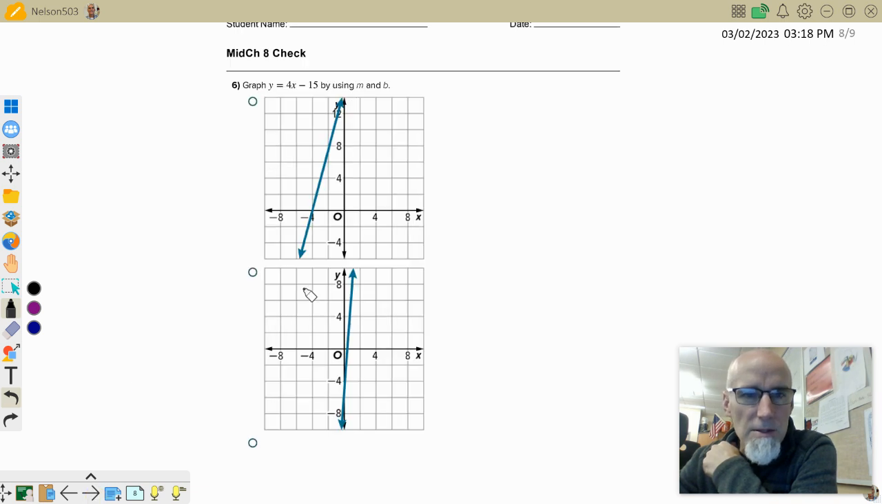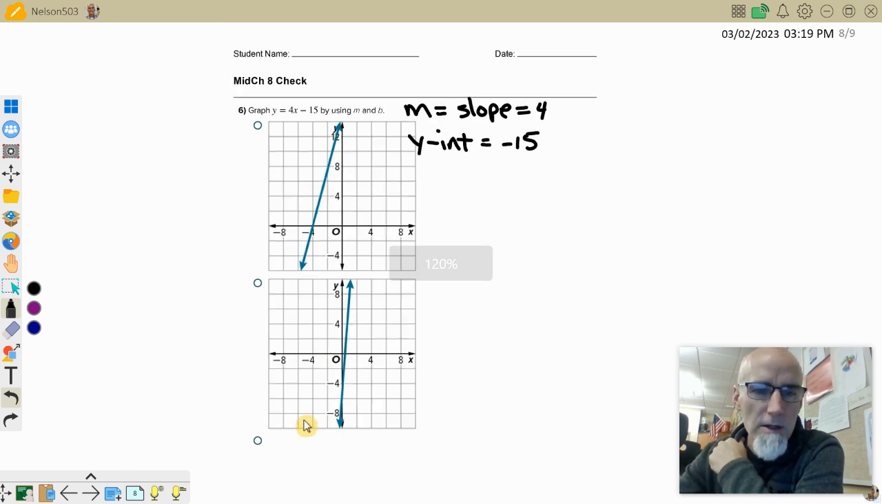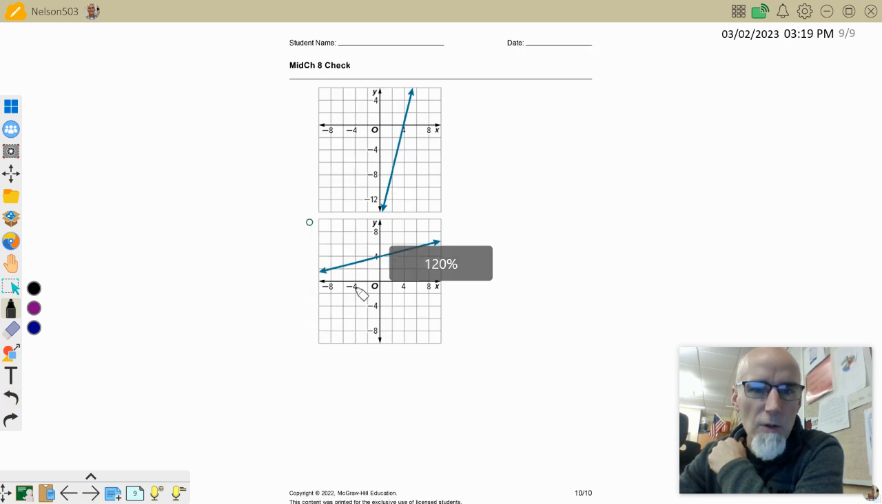Here comes problem number 6. Oh, yeah. So we didn't talk about this yesterday. I'm just curious how many of you know how to graph a line in slope-intercept form. Slope is 4, and the y-intercept is negative 15. So M stands for the slope. That is equal to 4, and the y-intercept is equal to negative 15. Well, that's not going through negative 15. That's not going through negative 15. So on the next page, is there one going through negative 15? Well, that one stands a chance of going through negative 15. This one, no way. So this is the only right answer.